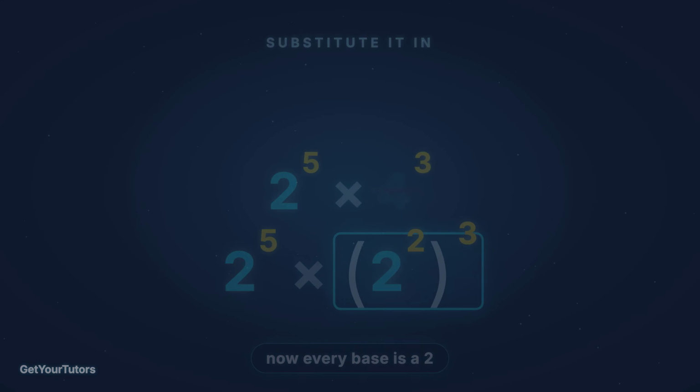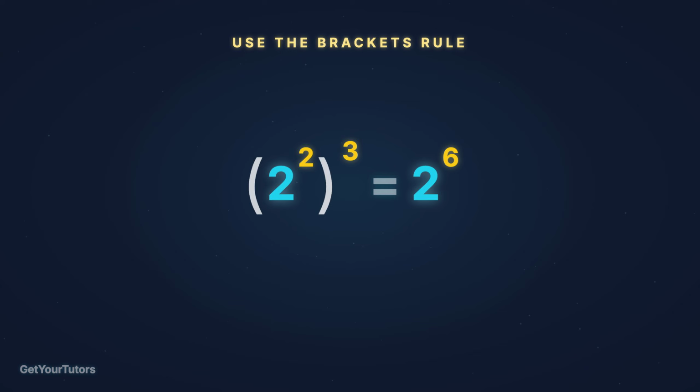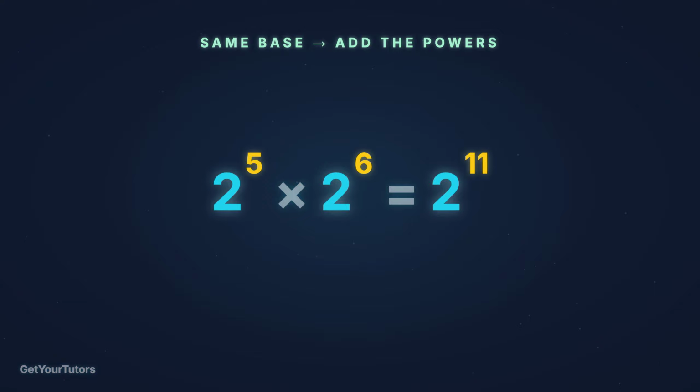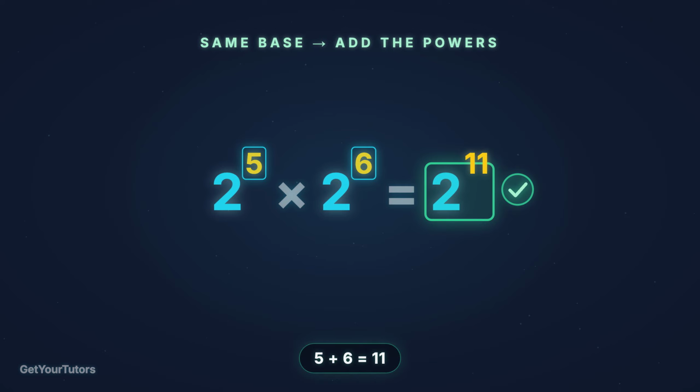Look closely. Use the brackets rule. Multiply 2 by 3 to get exactly 6. It transforms into 2 to the power of 6. Bases match. 2 to the 5th multiplied by 2 to the 6th. Add the powers together. The final exact answer is 2 to the 11th.